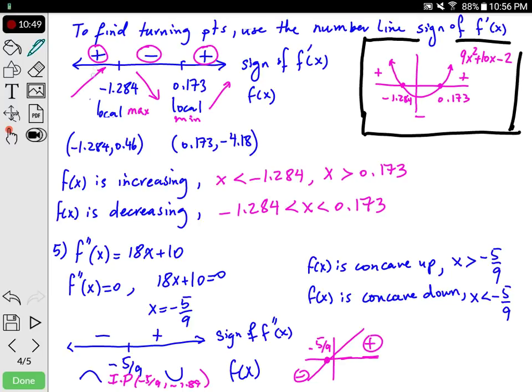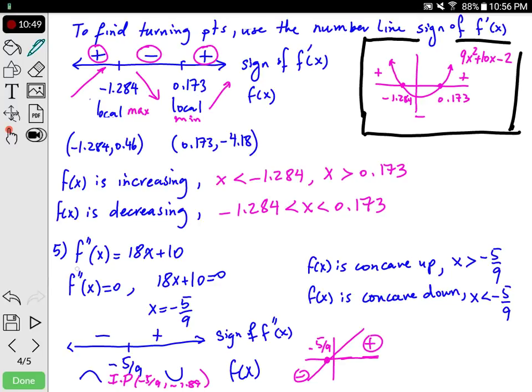And as a result, what we see is f of x is going to be increasing since the slopes of the tangents are positive. Here is going to be a decrease on f of x, the slopes of the tangents are negative. And here an increase on f of x, the slopes of the tangents are positive. Those would be the y values at x equal negative 1.284 and 0.173. We sub them in f of x. And you could tell f of x is increasing, x is less than negative 1.284, or x is greater than 0.173, whereas f of x is decreasing between negative 1.284 and 0.173.